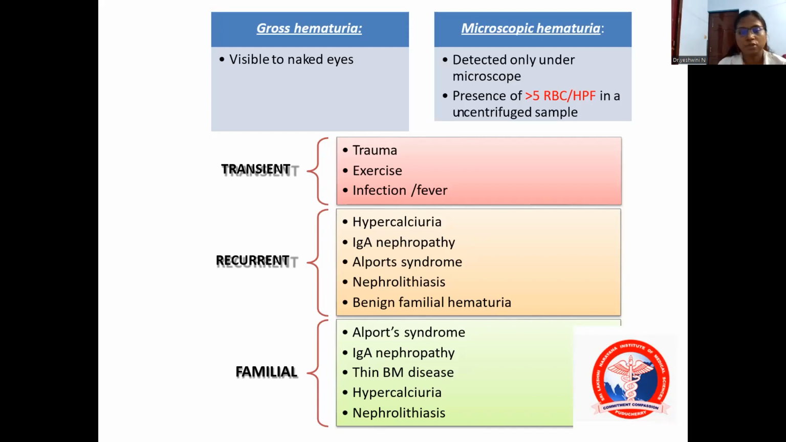So if there is a family history of hematuria, think of Alport syndrome, IgA nephropathy, thin basement membrane disease, hypercalciuria, or nephrolithiasis. IgA nephropathy is where a child has a URI or a gastrointestinal infection, following which, after 1 to 2 days, the child will have hematuria. This is because poorly glycosylated IgA is produced, and this leads to autoantibodies against IgA, and IgG, which get deposited in the glomerular basement membrane, causing damage. So that is IgA nephropathy, which will be confirmed by your kidney biopsy.